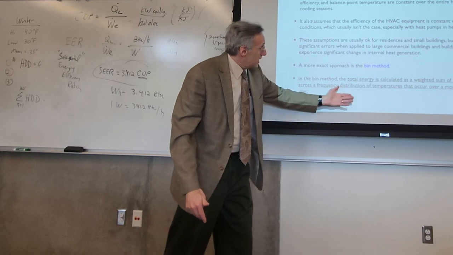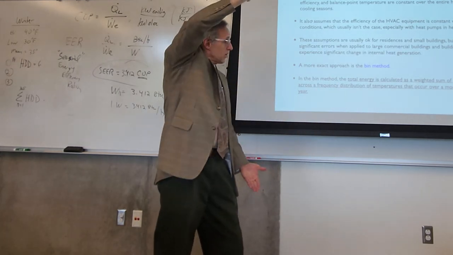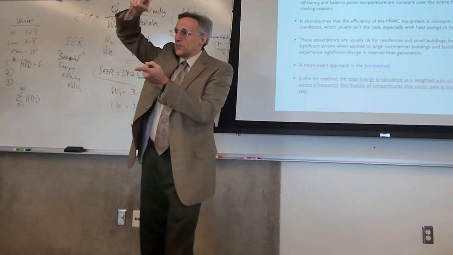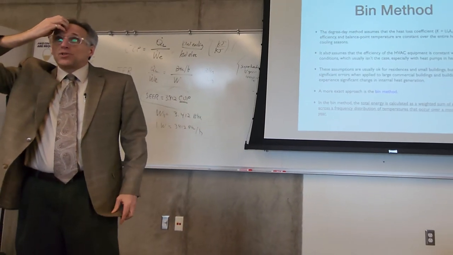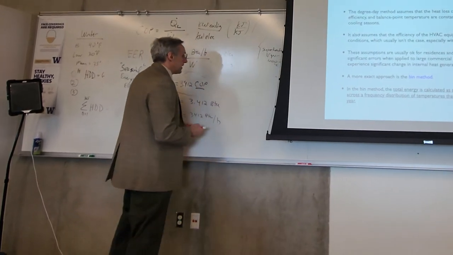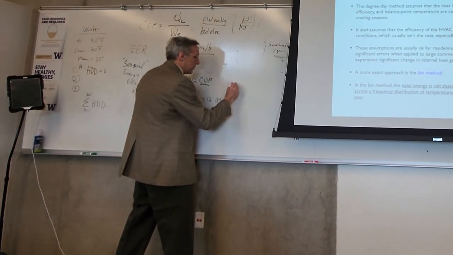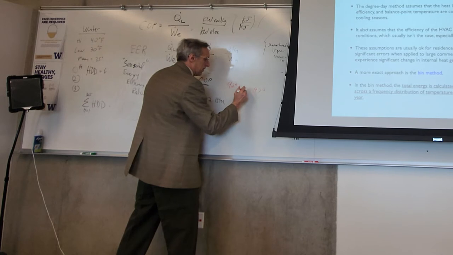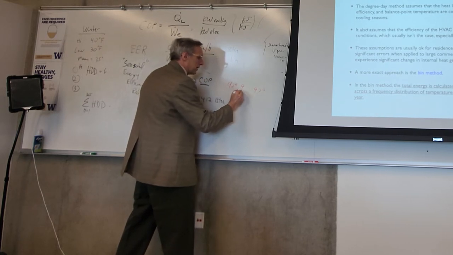You typically divide up the temperature scale into 5 degree increments. Let's say 92 to 97 degrees. So I would have a bin from 92 degrees to 97 degrees, and then in the middle is 95 degrees.